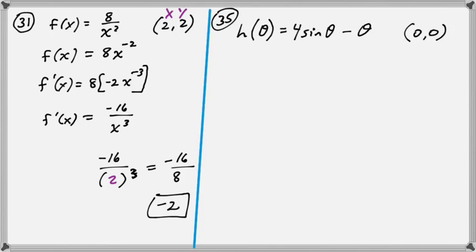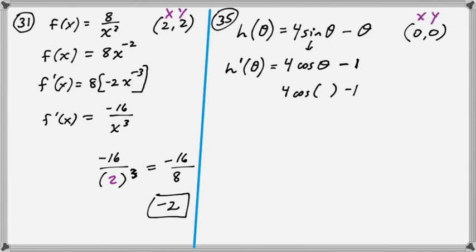For 35, I need to find the derivative of h of theta, so I call it h prime. Keep the 4 factored out front as a constant factor. The derivative of sine is cosine. The derivative of theta with respect to theta is 1. Think of theta like an x. So you get 4 cosine minus 1. And what x value do you put in? You're supposed to know that the cosine of 0 is 1. And you get a value of 3 for 35.